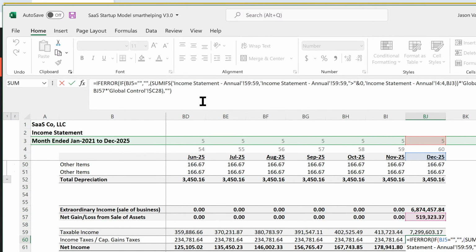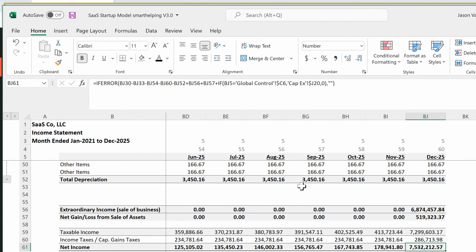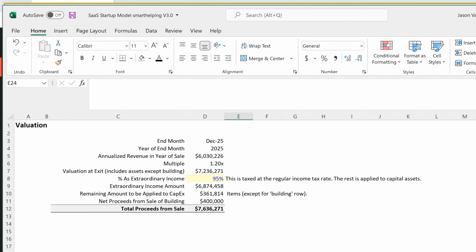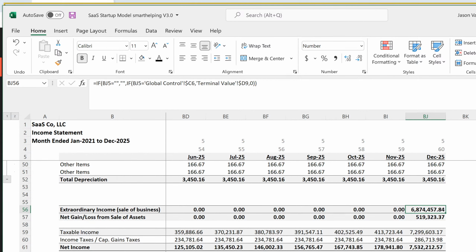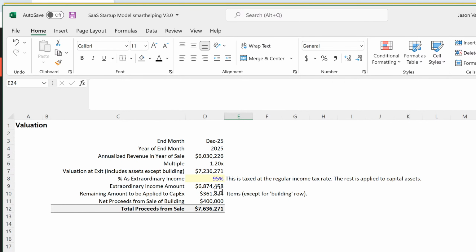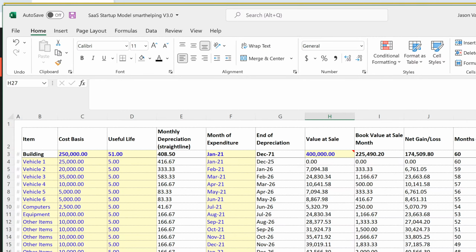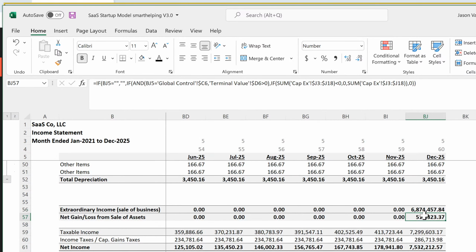So what did we do? Well, it doesn't help a ton. See, terminal value is 7,236. We're doing 6,874, which is that, and then the CapEx, we should be doing the net gain of 519. Yep, that's right.